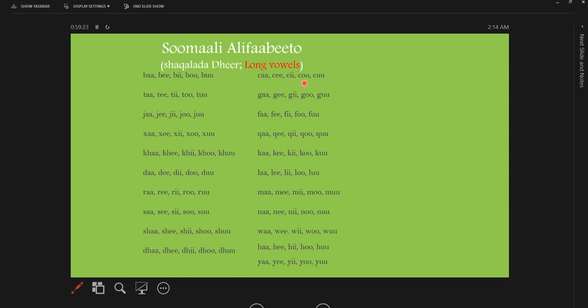A, e, i, o, u. Ga, ge, gi, go, gu. Fa, fe, fi, fo, fu. Qa, qe, qi, qo, qu. Ka, ke, ki, ko, ku. La, le, li, lo, lu. Ma, me, mi, mo, mu. Na, ne, ni, no, nu. Wa, we, wi, wo, wu. Ha, he, hi, ho, hu. Ya, ye, yi, yo, yu.